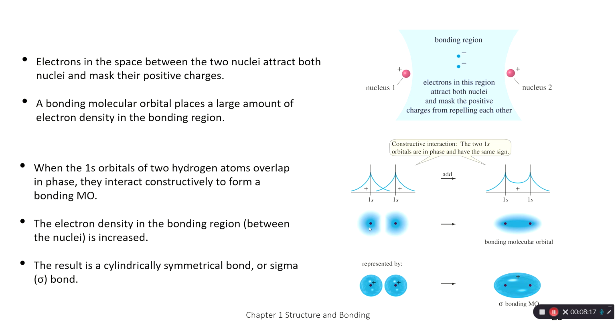And what does that look like? Here are the 2 1s individual atomic orbitals, and when they combine, they give you this new molecular orbital with a high electron density right between the 2 nuclei. In fact, most of the electron density lies on a line that connects those 2 nuclei. And when it's cylindrically symmetrical, like this one is, you're going to have what is called a sigma bond. So that is a sigma bonding MO that's forming between the 2 hydrogen atoms when they are in phase with each other.